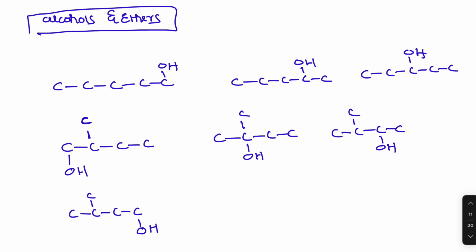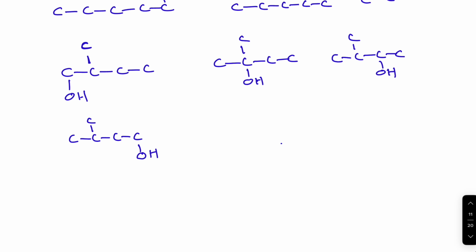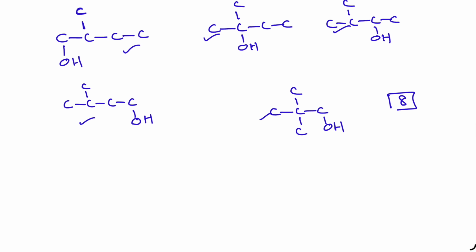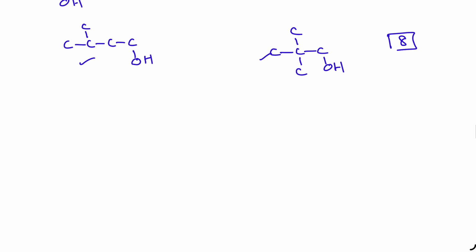Let us take the possibility of a 3 carbon chain. 3 carbon chain like this. Now you write OH here or here or here or here, the result will be same. Like this, neopentyl alcohol. So this is 1, 2, 3, 4, 5, 6, 7, 8. 8 alcohols are possible. Next, ethers are also possible.